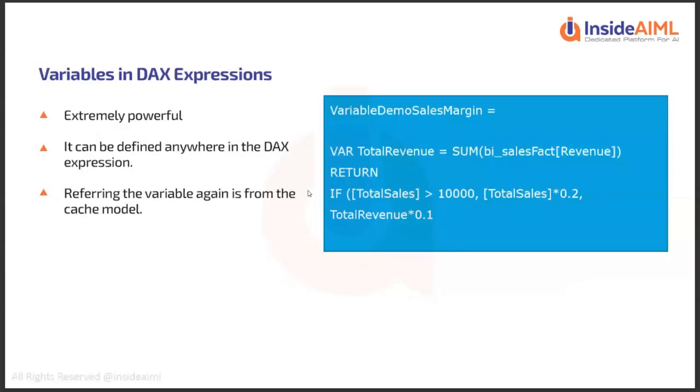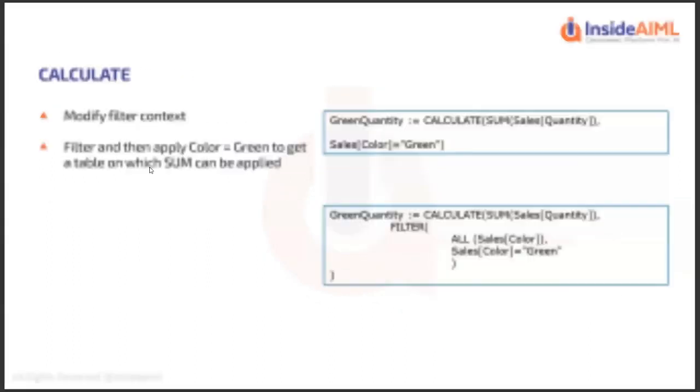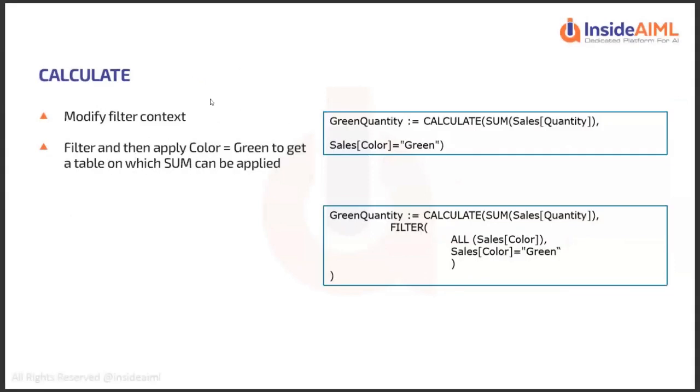Now we have variables in DAX expressions. Variables are just like the variables you work with in Python. We'll use variable names here as well. Variables actually help us write clean code. Then we have the CALCULATE function. In simple words, the CALCULATE function allows you to perform aggregation with a filter. That's it.